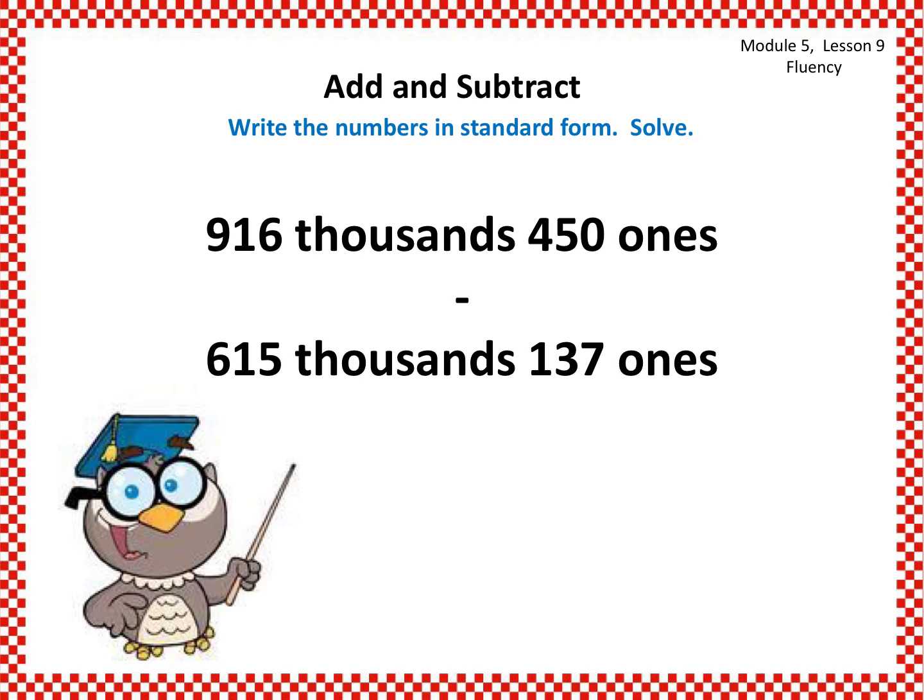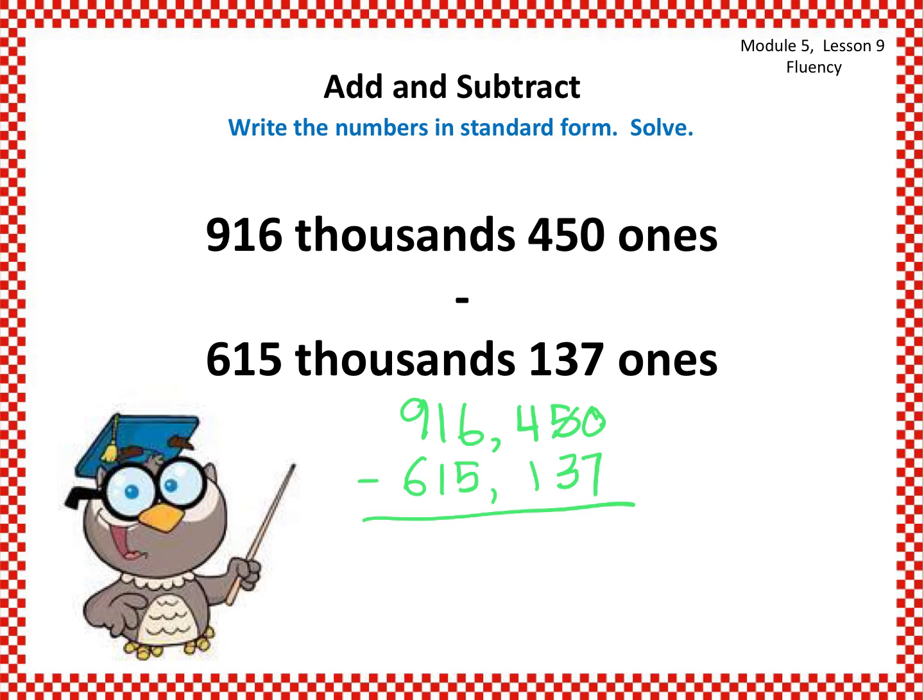Looking at the next one, we're going to do the same thing. 916,451s minus this time, so we're subtracting 615,137 ones. So let's go ahead and write those in standard form first. So we have 916,450 and we are going to subtract from that 615,137 ones. All right, so I start over here in my ones column, and I'm looking, I have 0 ones minus 7 ones. So I clearly do not have enough ones.